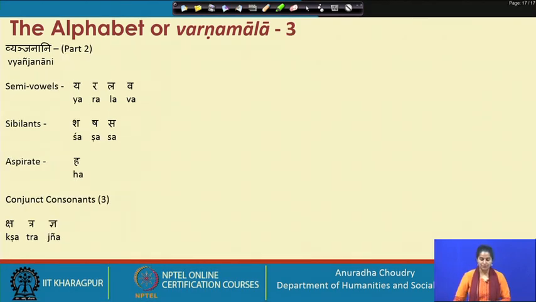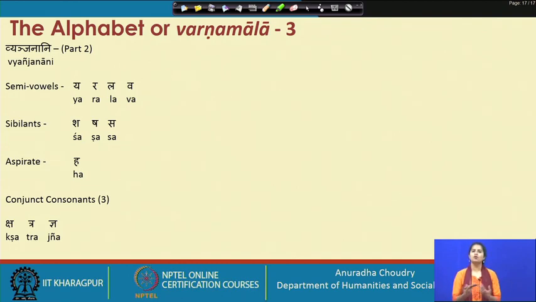Following this, we have the semi-vowels, or the antasthas, which are y, r, l, v. The sibilants or the ushmas, which are sh, sh, s. And then the aspirate or the mahaprana sound, h. So the 16 vowels along with these 33 consonants give us the 49 basic letters of the Sanskrit alphabet.